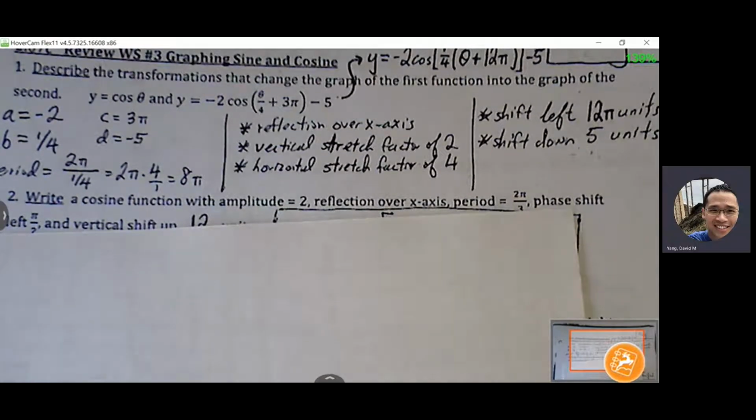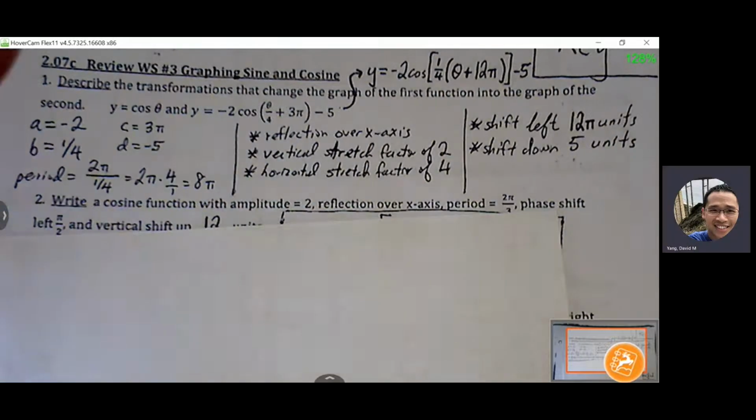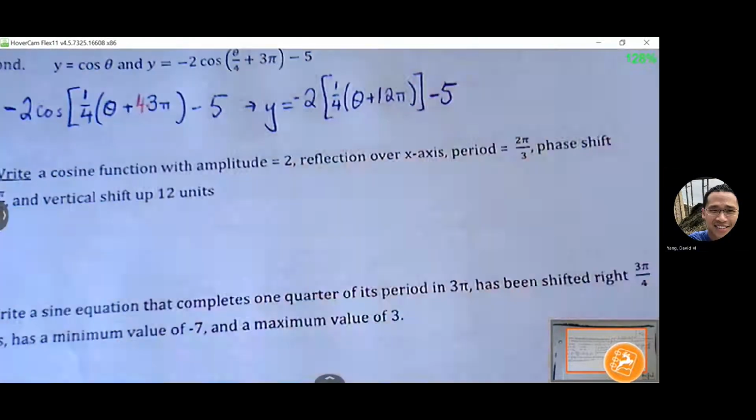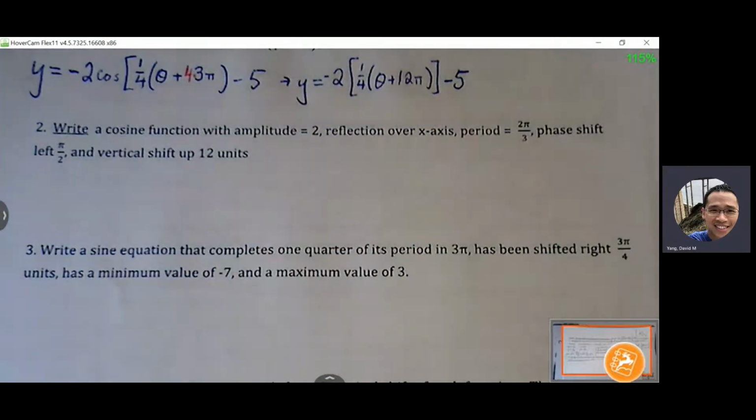Okay, any questions with number 1? Okay, again, the key is attached, so if I'm moving too fast, you can always check back and look at the answer key. All right, let's look at number 2. Write a cosine function with amplitude of 2, reflection over the x-axis, period of 2 pi over 3, phase shift left pi over 2, and vertical shift up 12 units.